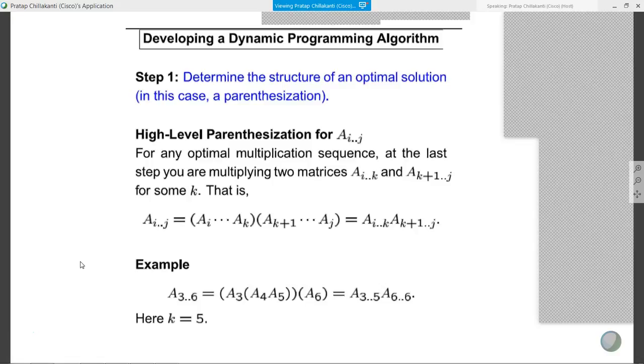Mute yourself, guys. Somebody unmuted. Okay, so let me mute again.